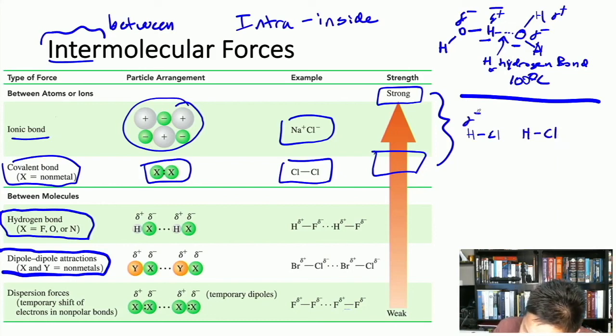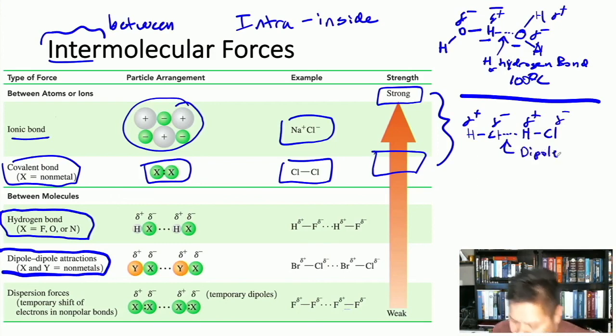Partial positive for the hydrogen, partial negative for the chlorine. Same here, partial positive for the hydrogen, and partial negative for the chlorine. And this chlorine here being attracted to this hydrogen here that's partially positive, that is a dipole interaction. Hydrogen bonding is far stronger than dipole interaction. That's why I put this at the top. These hydrogen bonds are way stronger. Dipole interactions are not as strong, okay?